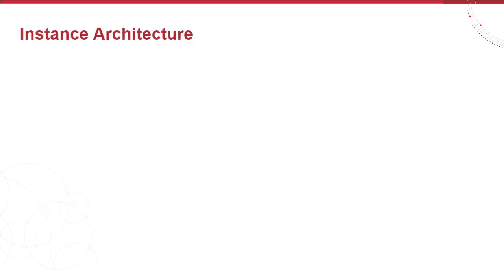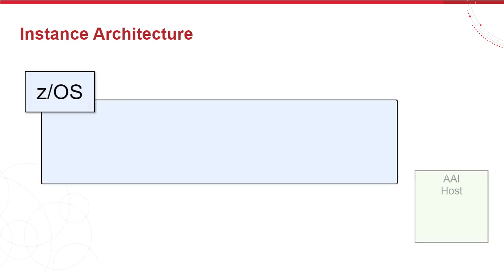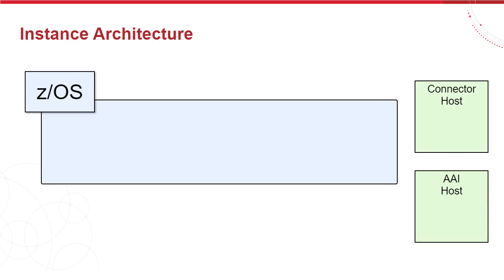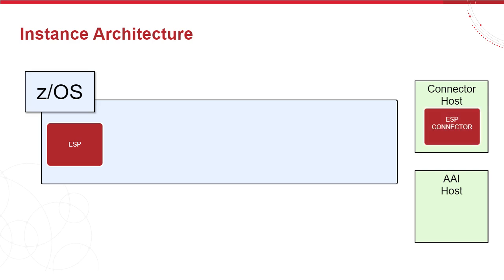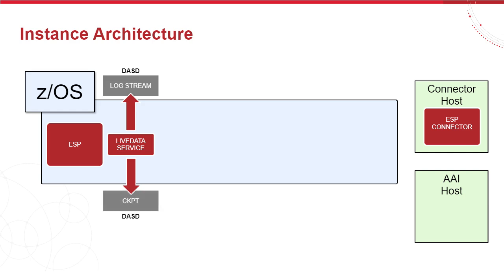Let's describe the architecture. We start with three systems: z/OS, the AAI host, and the connector host. The ESP master server sits in z/OS, the connector on the connector host, and AAI on the AAI host. We activate Live Data Service, which starts capturing events and writes them to a DASD-only dataset called the log stream. Each time live data is written to the log stream, the service updates another DASD dataset called the checkpoint, which tracks the date and time of that latest data delivery, so that we're able to execute a recovery in the event of downtime or connection failures.